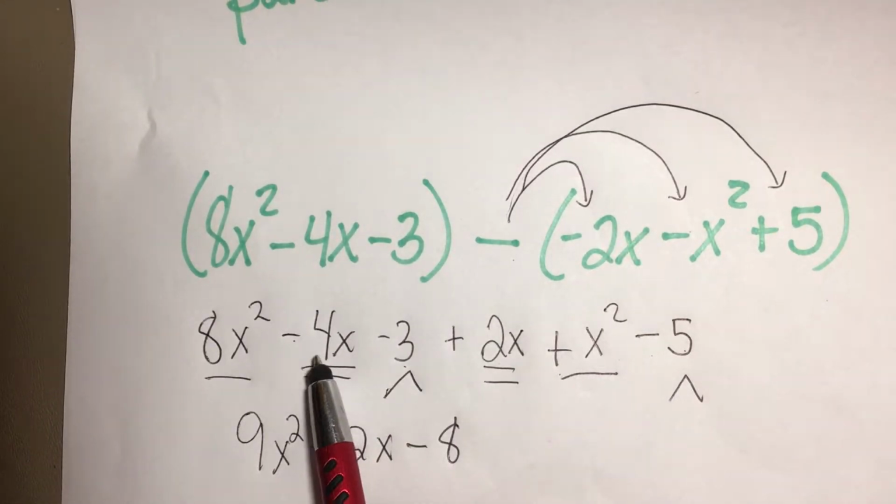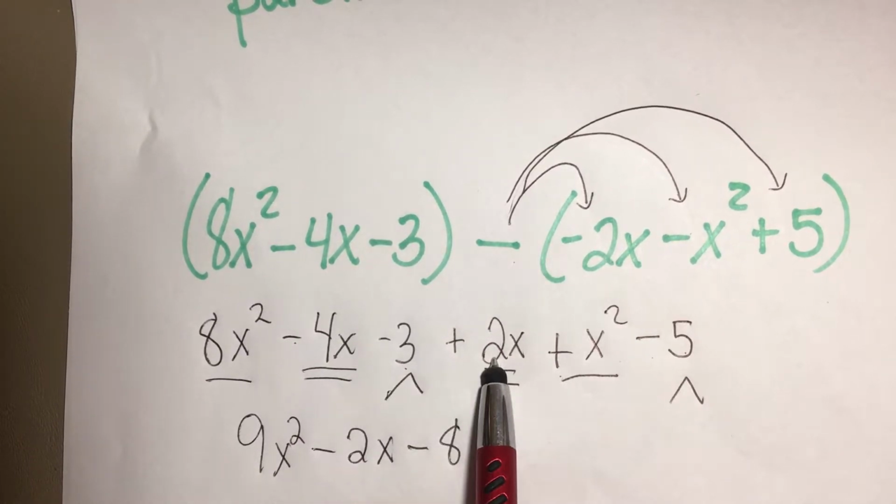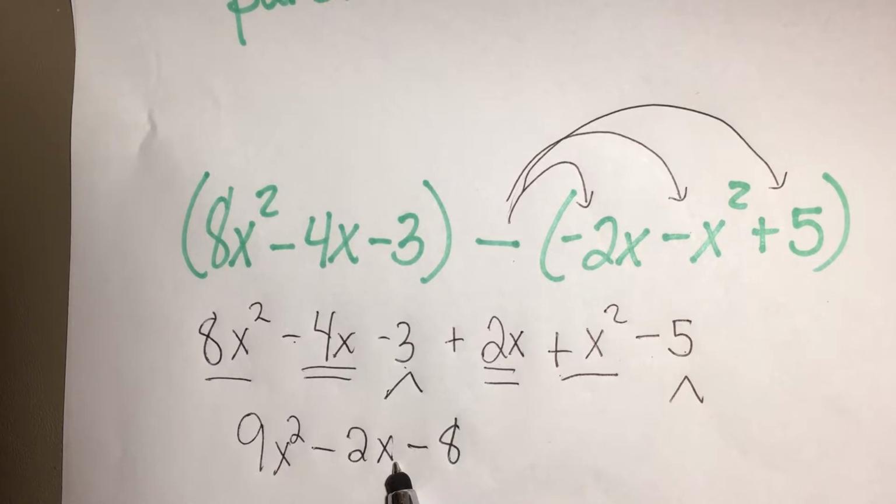When I look at the x family, I go -4, so I'm touching it, -4, and I look at the other x, plus 2. -4 plus 2 is -2. I write it as -2x. Again, I'm not changing any of the family names. I'm not changing any of the exponents. I'm leaving those the same.